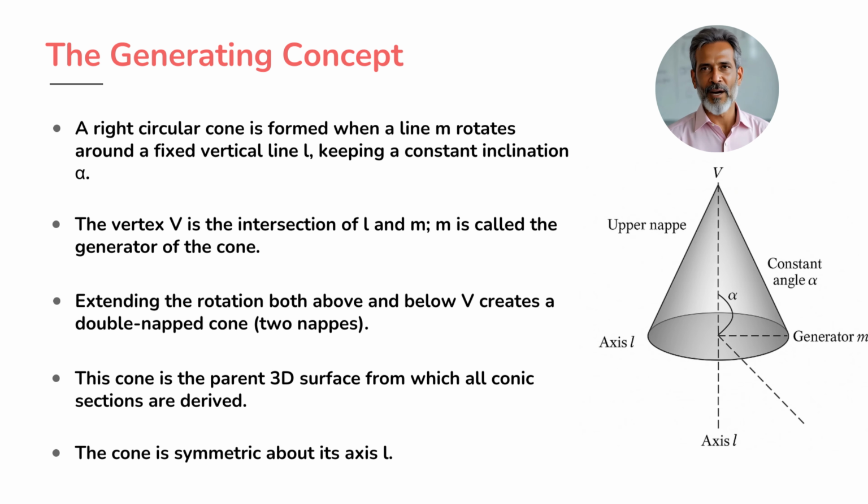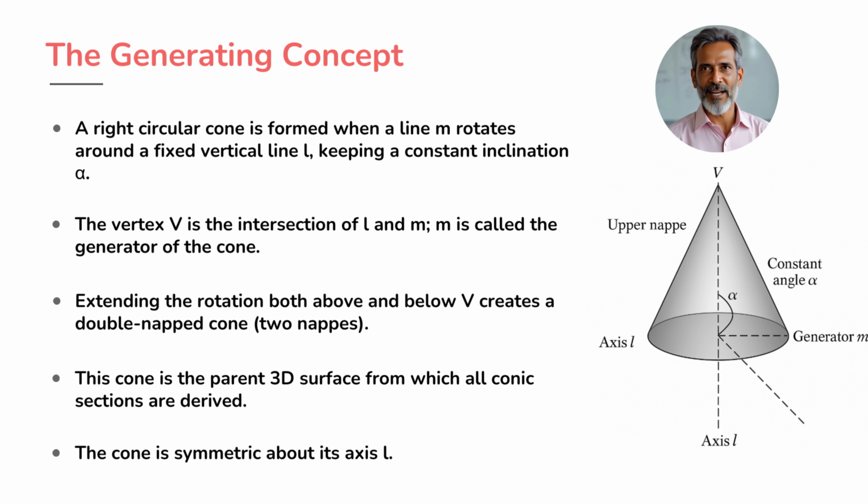Alright, let's start at the beginning. Imagine a fixed vertical line, call it L. Now take another line M that meets L at a point V and stays tilted to it at some angle alpha. If we rotate this line M around the vertical L, keeping that angle alpha constant, the surface we get looks like a beautiful, smooth cone, like a party hat turned upside down. This cone actually has two parts, the one pointing up and the one pointing down. And together, they're called a double-napped right circular cone.